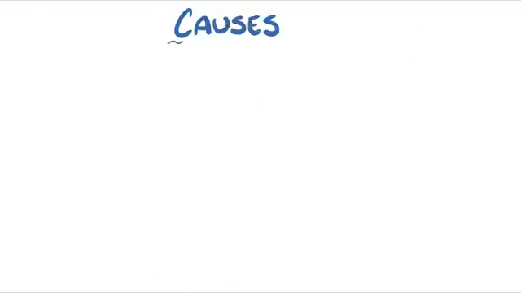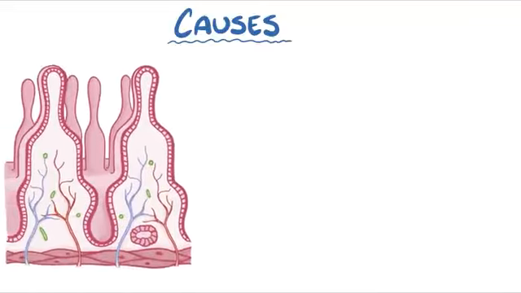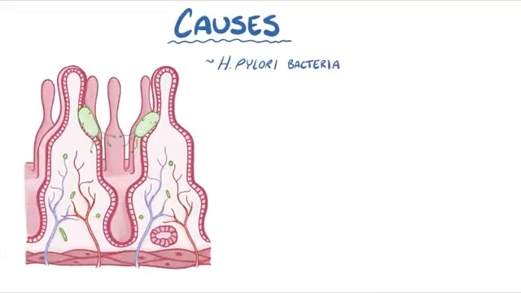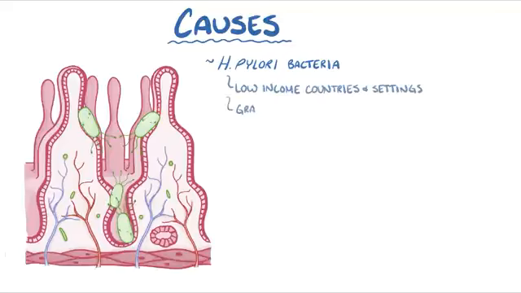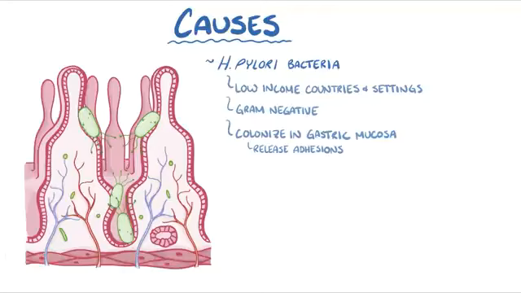The main cause of gastric and duodenal ulcers is infection with H. pylori bacteria, especially in low-income countries and settings. H. pylori are gram-negative bacteria that colonize the gastric mucosa and release adhesins that help them adhere to gastric foveolar cells, as well as proteases that cause damage to mucosal cells.